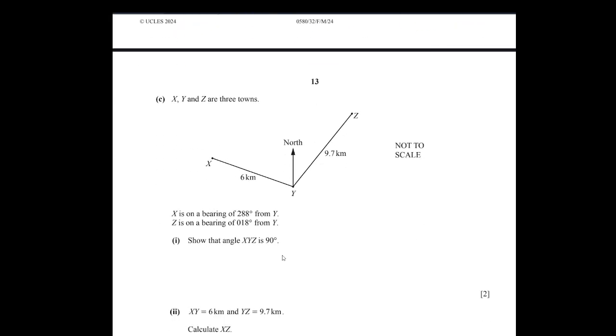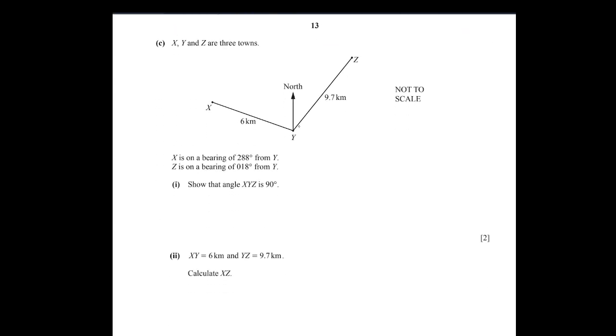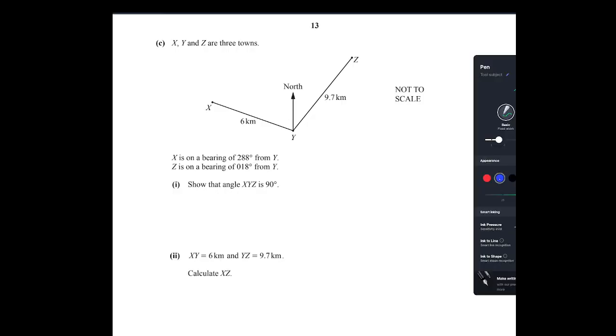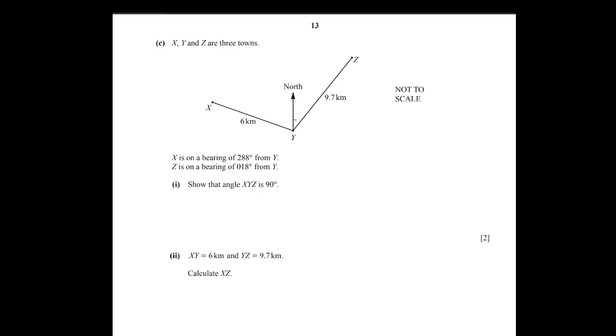Question number C. X, Y, Z are three towns. X is on a bearing of 288 from Y. So this X is on a bearing. Mark the bearing here from Y. This complete angle is 288 degrees. Now from Y, Z is on a bearing of 18. So just this is 18.